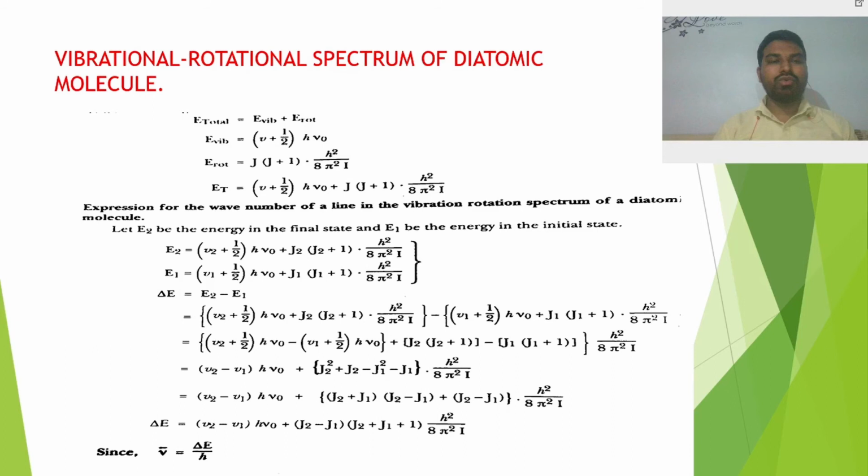Now, the expression for the wave number of a line in the vibrational spectrum of a diatomic molecule. Let E2 be the energy in the final state and E1 be the energy in the initial state. Hence E2 will be (ν2 + 1/2)hν0 + J2(J2 + 1)h²/8π²I, and E1 will be (ν1 + 1/2)hν0 + J1(J1 + 1)h²/8π²I. Delta E will be E2 minus E1.